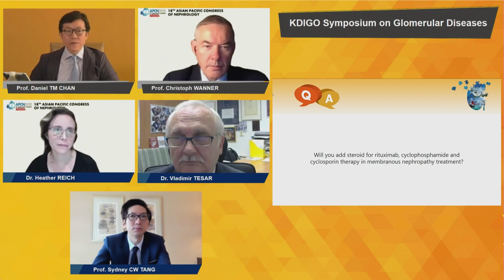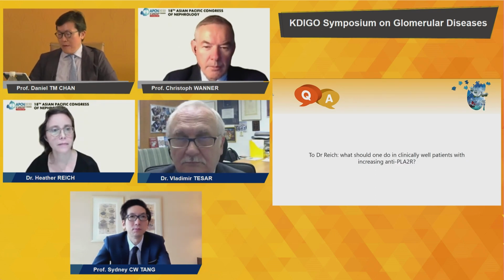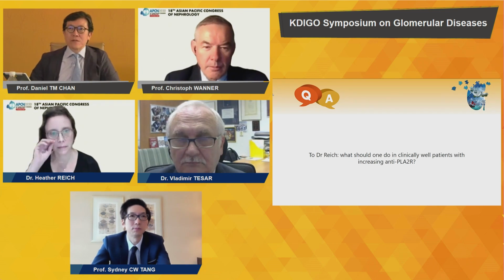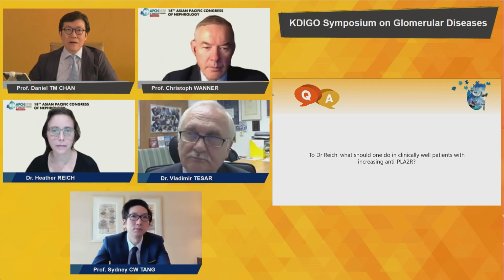Okay, and here is a second question. What do you do when the patient seems to be clinically well, but the anti-PLA2R antibody titer has gone up again after initial response?